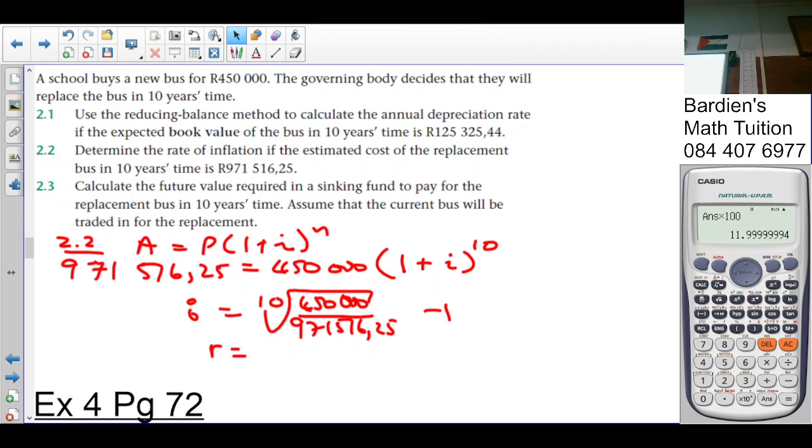And then multiply that by 100 to get the rate. So it's the 10th root of 450,000 over 971,516 rand and 25 cents, minus 1.